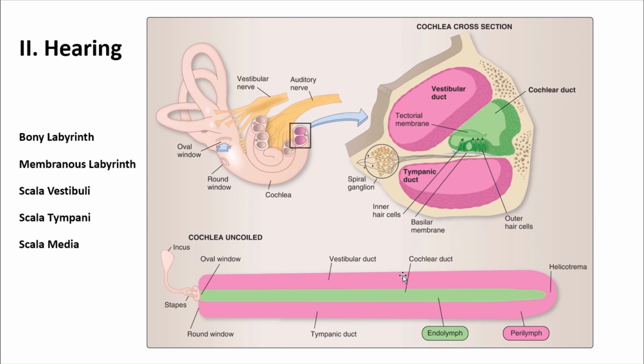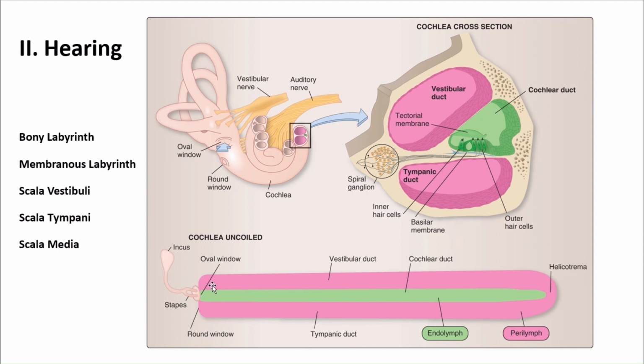The image below, if you look at it, this is the start of the oval window. So this is the stapes. Stapes should be here. So this is a little bit of a mistake in this image. Stapes should be here, and the oval window is separating the middle ear from the inner ear.